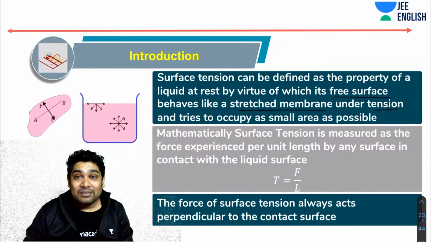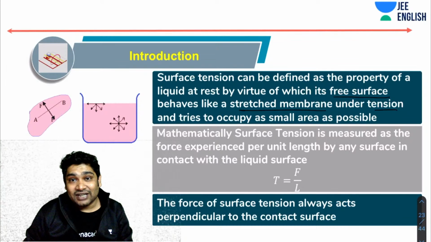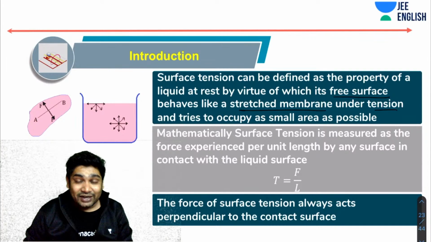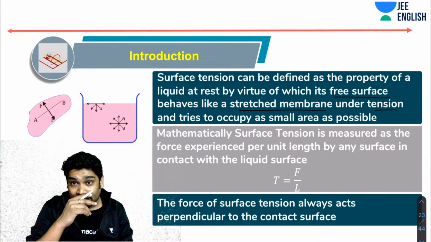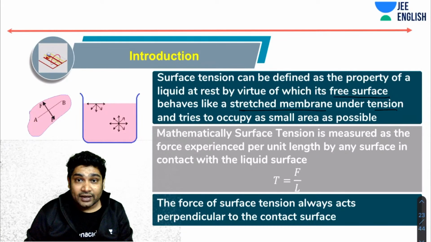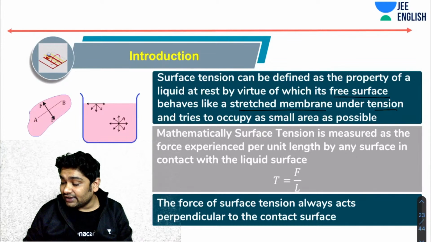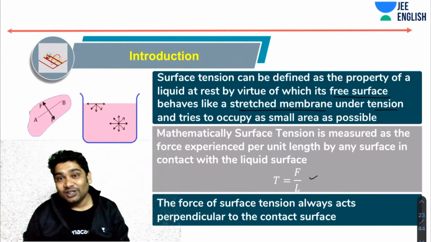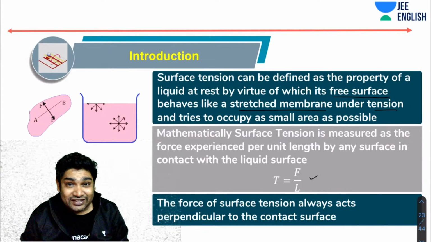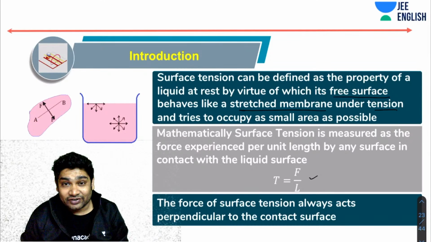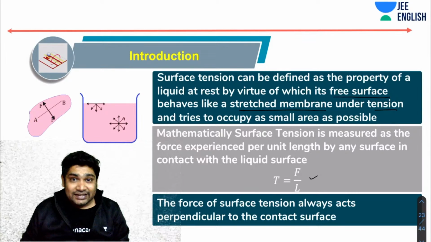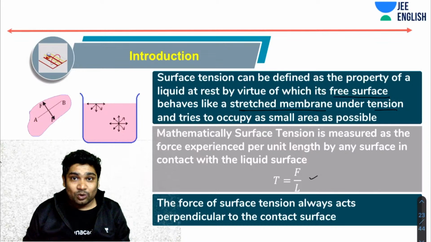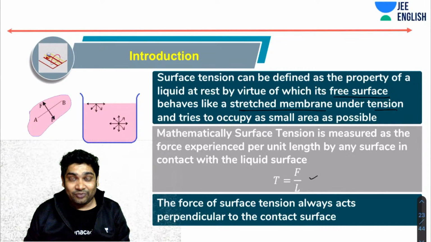The idea, mathematically, surface tension is measured as the force experienced per unit length by any surface in contact with the liquid surface. Why are we defining it like this? I will tell you about that also. First, let me just introduce everything. Now, the force of surface tension always acts perpendicular to the contact surface. These are the things that I want you to know first about surface tension.